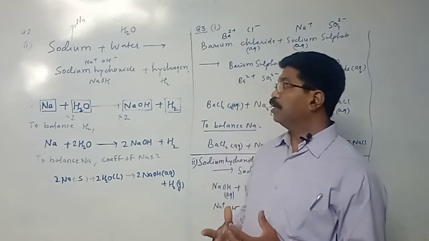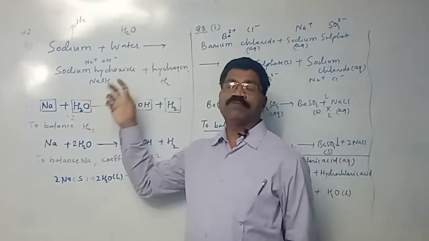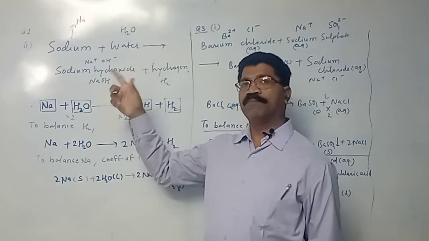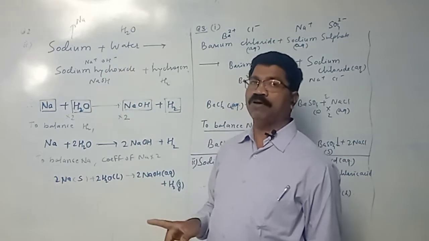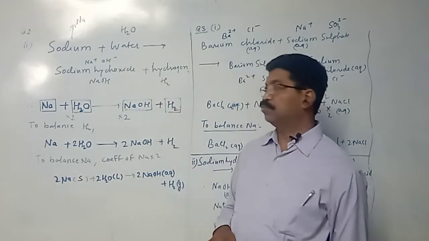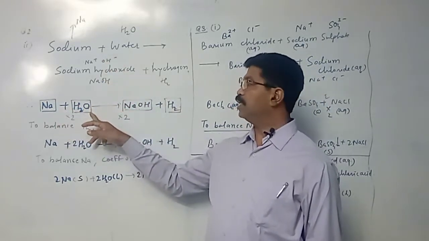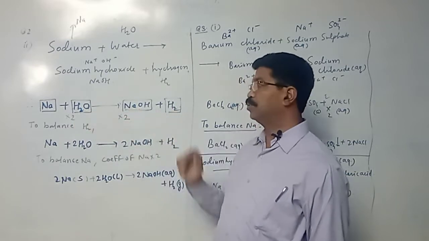When I say sodium, Na+, and when I say hydroxide, OH-, you should remember. Then cross multiplying you will get NaOH. Then hydrogen is H2. So I will write this reaction in symbols. So what is that? Na + H2O gives us NaOH + H2.